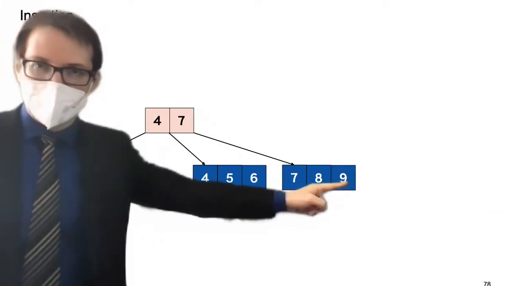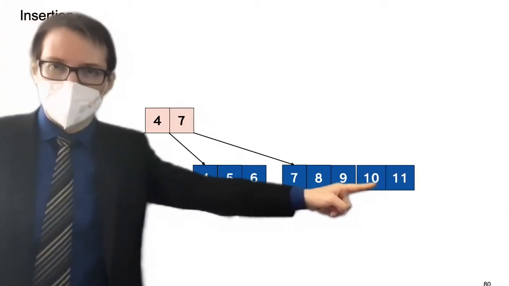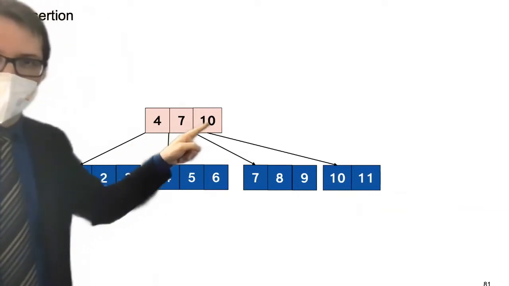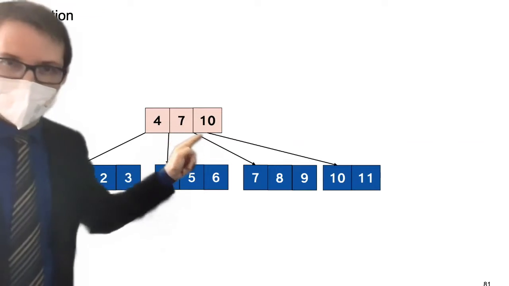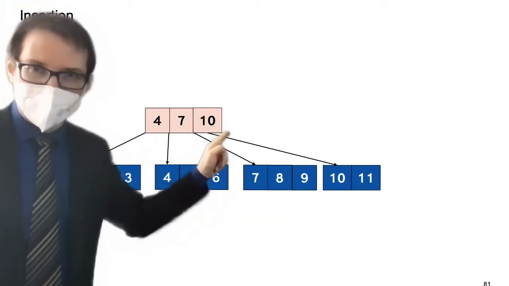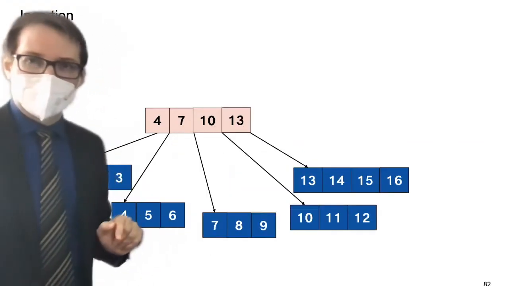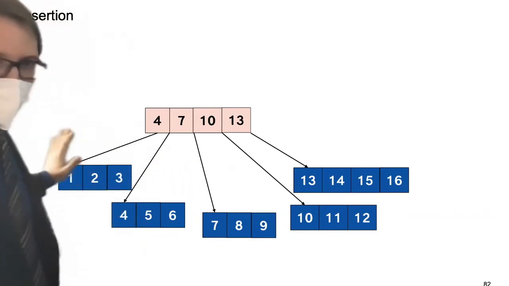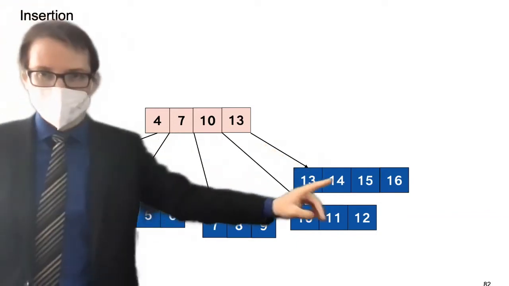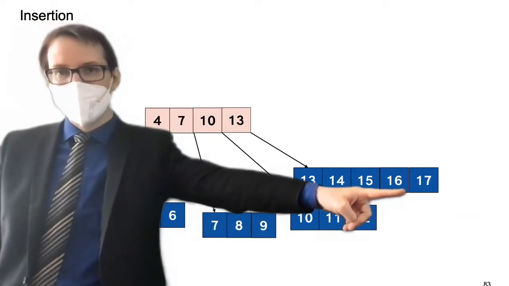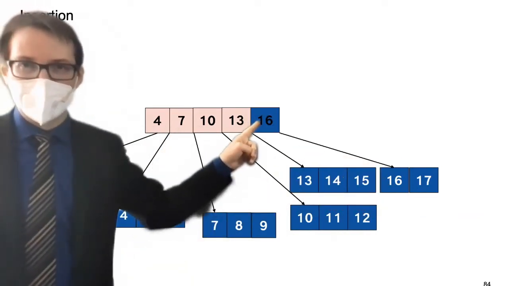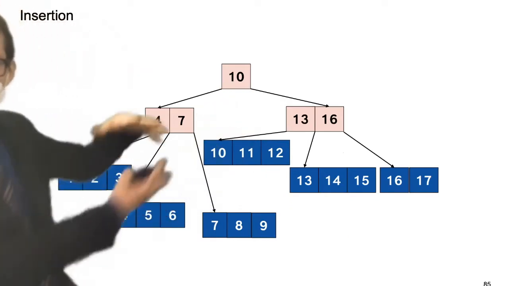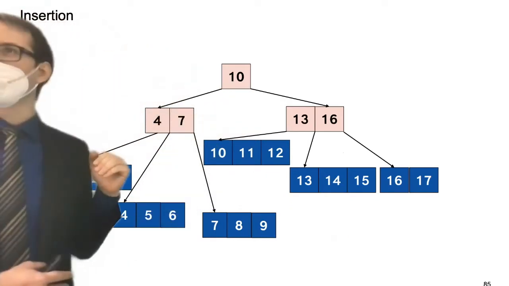I keep adding 9, 10, 11. Okay, I need to split again. Then I have 10 here. Now I have 3 values in here, that's fine. So you see between 7 and 10 is here, more than 10 is here. And then if I continue and fast forward, at some point I will arrive at that. If I try to add 17, then I split it. But then I propagate the problem, because now I have 5 here, so I need to split again. And you see, this is how the depth of the tree keeps increasing.